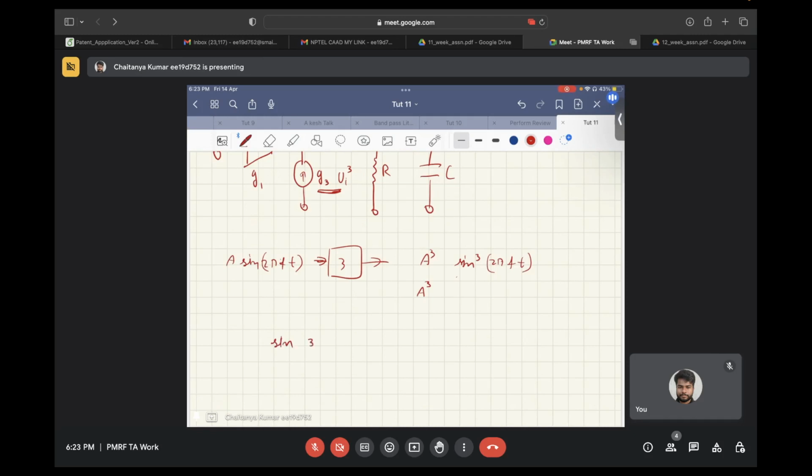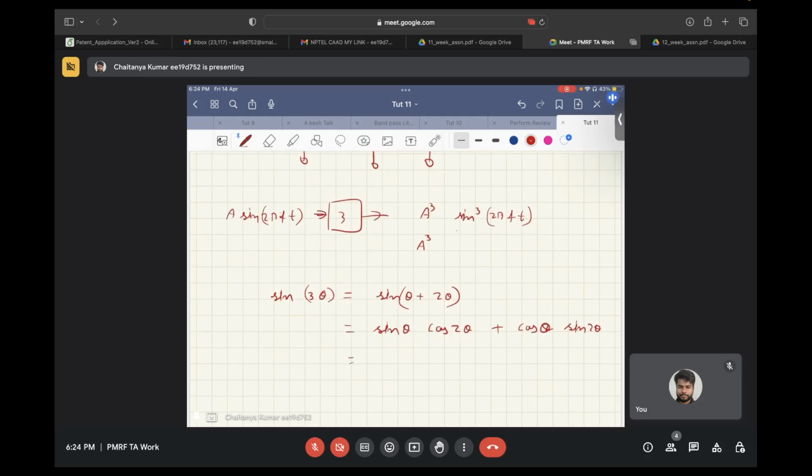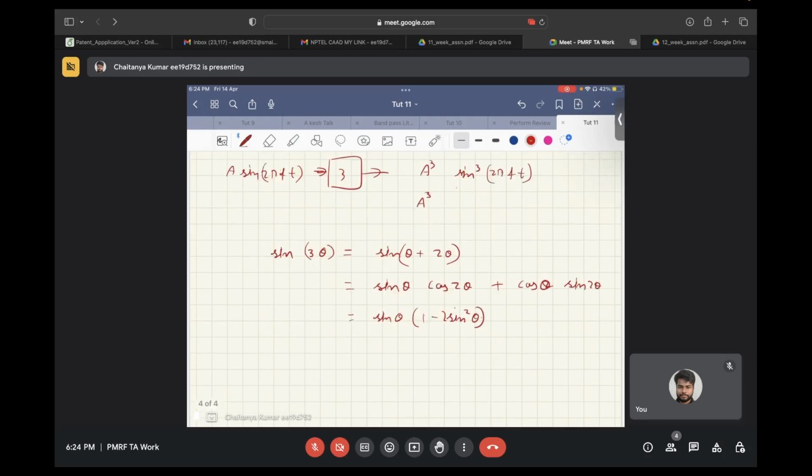So, we have sine 3 theta. How do we write sine 3 theta? Let it be sine of theta plus 2 theta. So, this can be written as sine theta cos 2 theta plus cos theta sine 2 theta. Now, cos 2 theta can be written as 1 minus 2 sine square theta, correct? Plus sine 2 theta can be written as 2 sine theta cos theta.